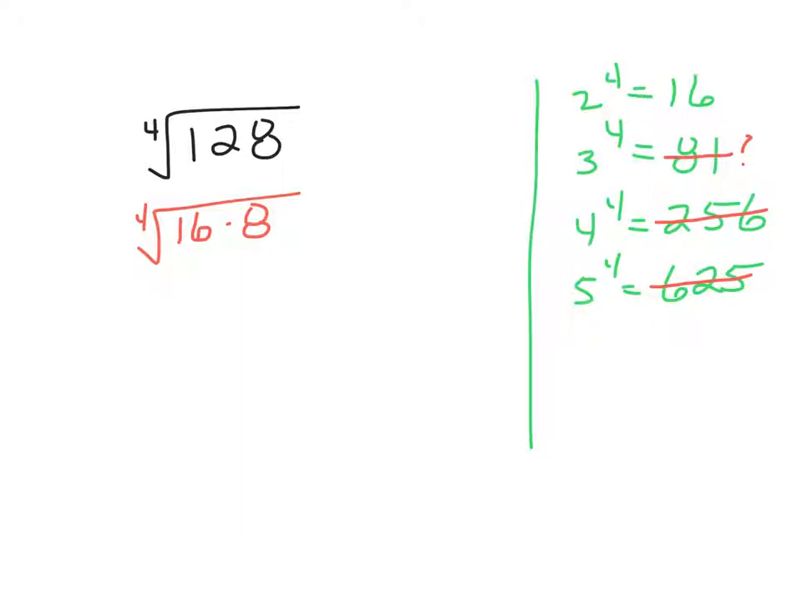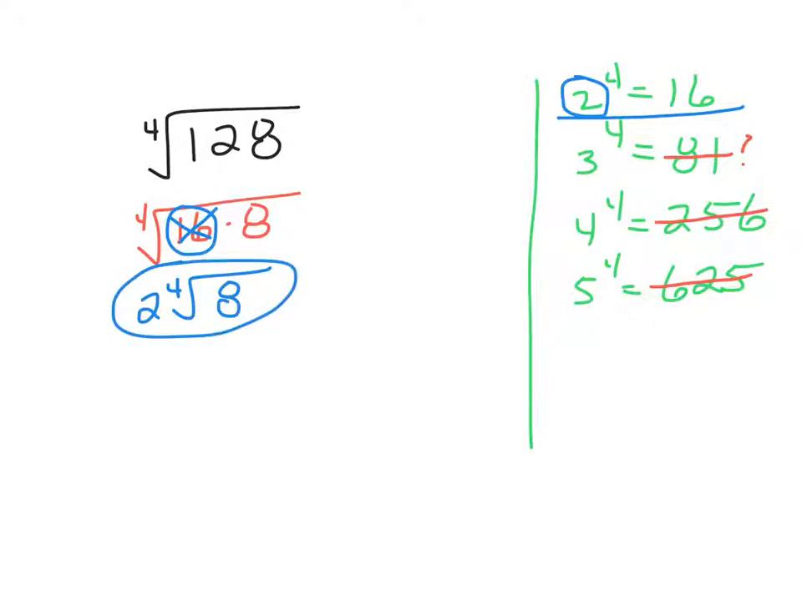So I'm going to rewrite this. Instead of 128, I'm going to rewrite that as the fourth root of 16 times 8. And then the fourth root of 16 is equal to 2, so I can get rid of the 16 and bring it to the outside. I am going to be left with 2 times the fourth root of 8 for my final answer.